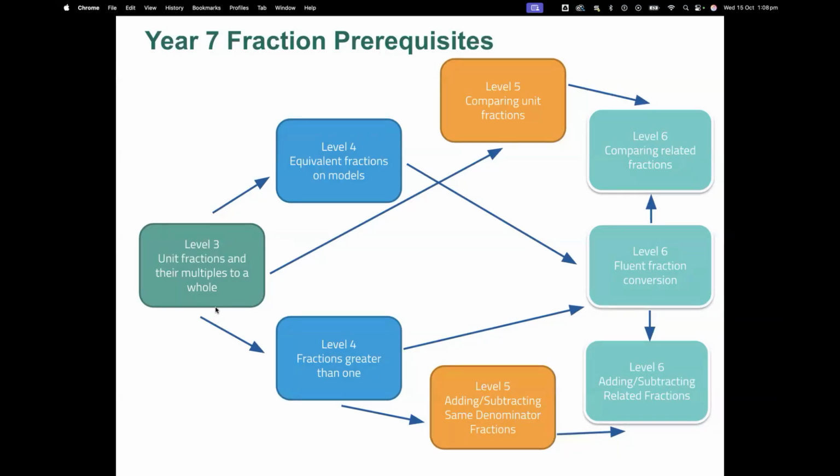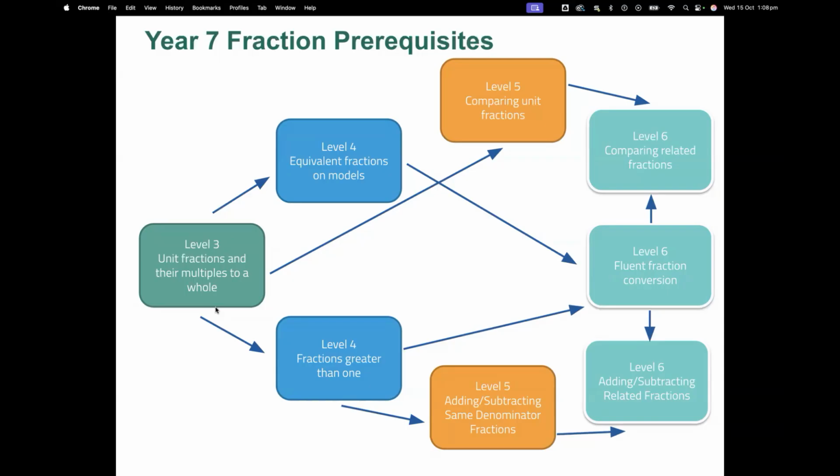Being able to compare unit fractions. What that means is if I have a third and a quarter, which one is larger and how do I know? And then being able to add and subtract fractions with the same denominator. So how do I add 1/3 and 1/3, for example?